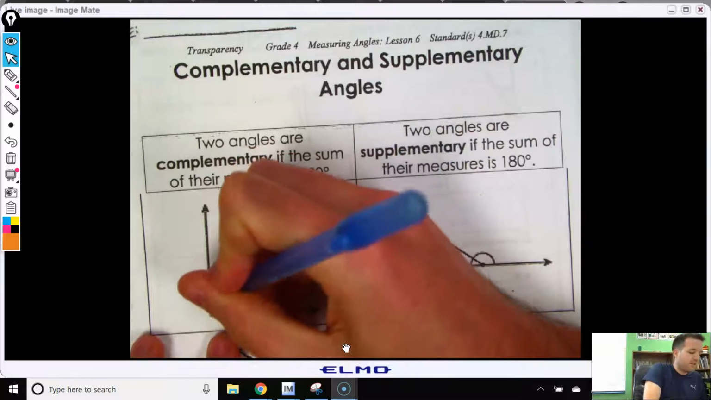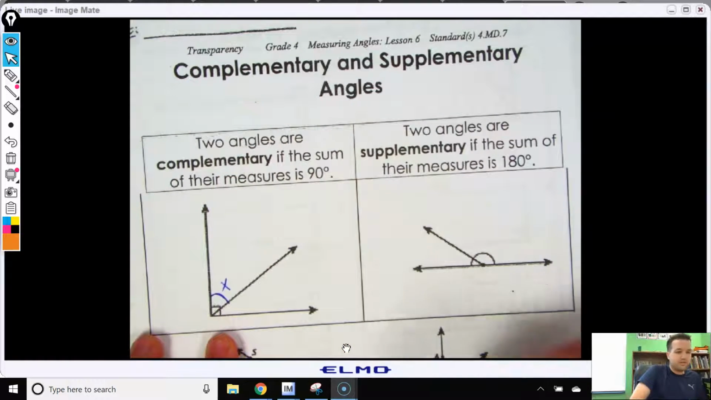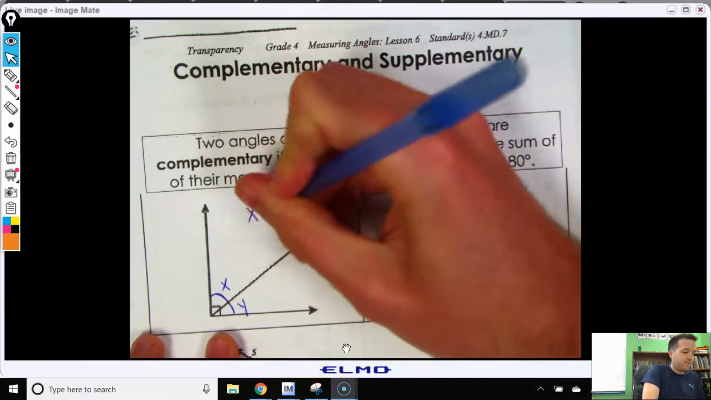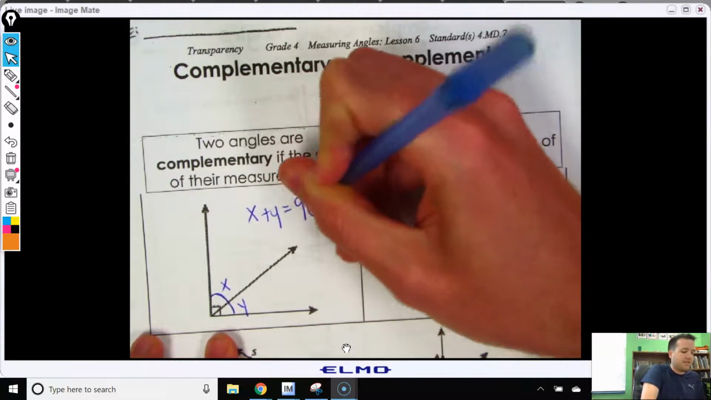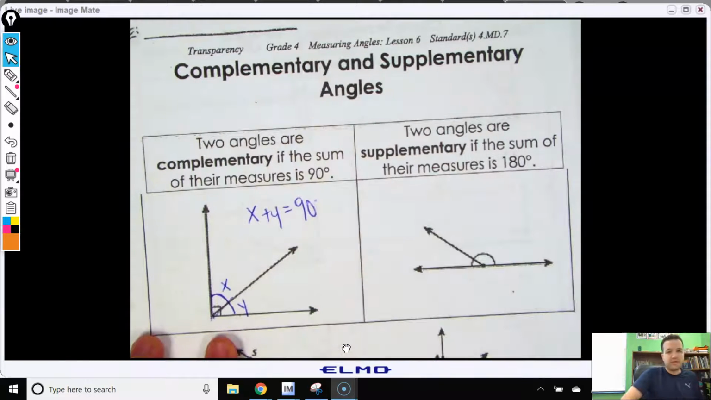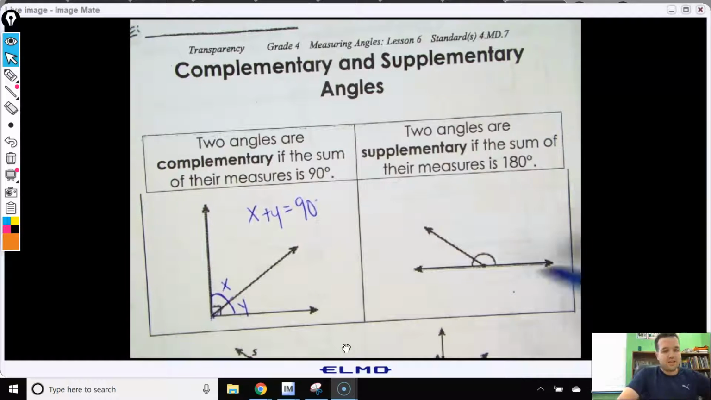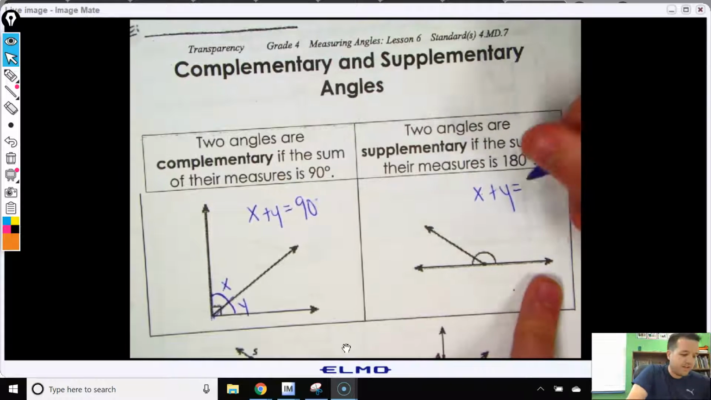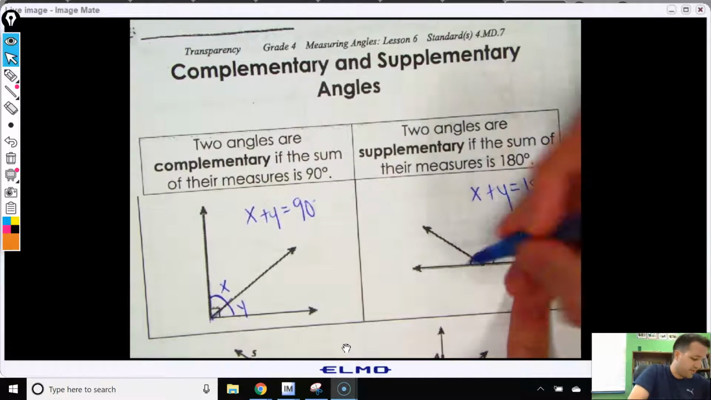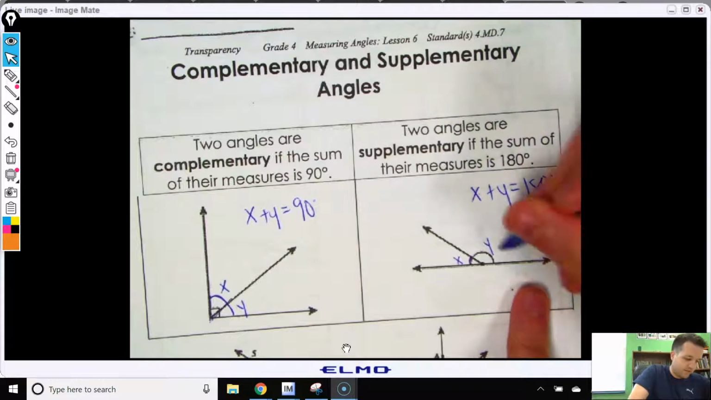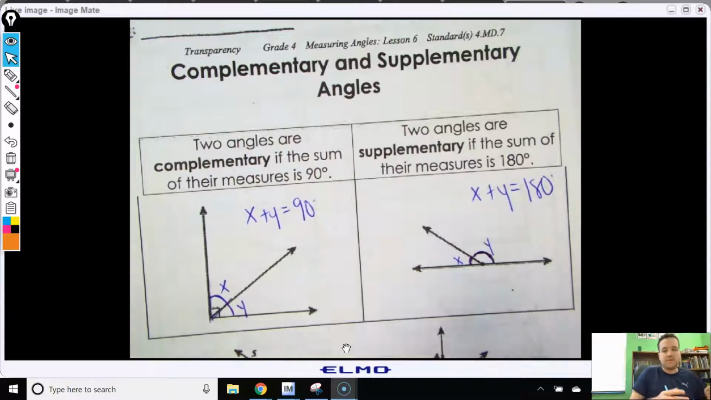So in other words, if this is angle X right here, and this is angle Y right here, X plus Y would give us 90 degrees, right? This angle plus this angle would make a perfect right angle. Now, supplementary angles, X plus Y does not equal 90, it equals 180 degrees. So if this is angle X, here's X, here's Y. You notice how when you put those two together, you will get 180 degrees.